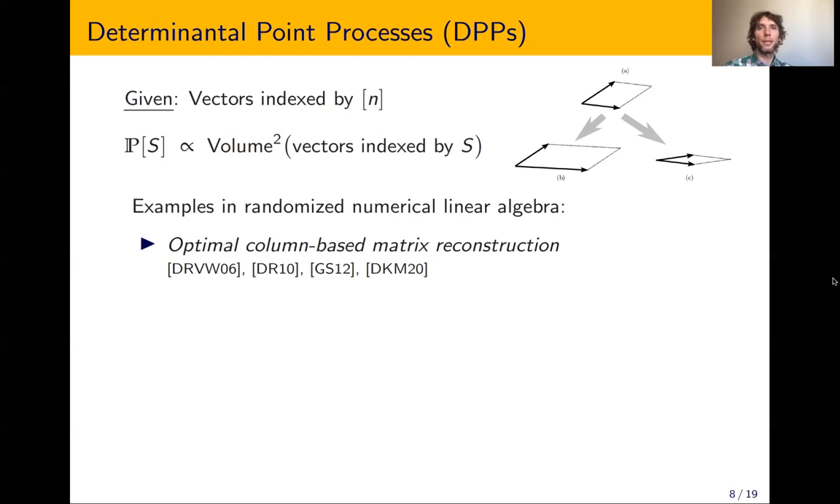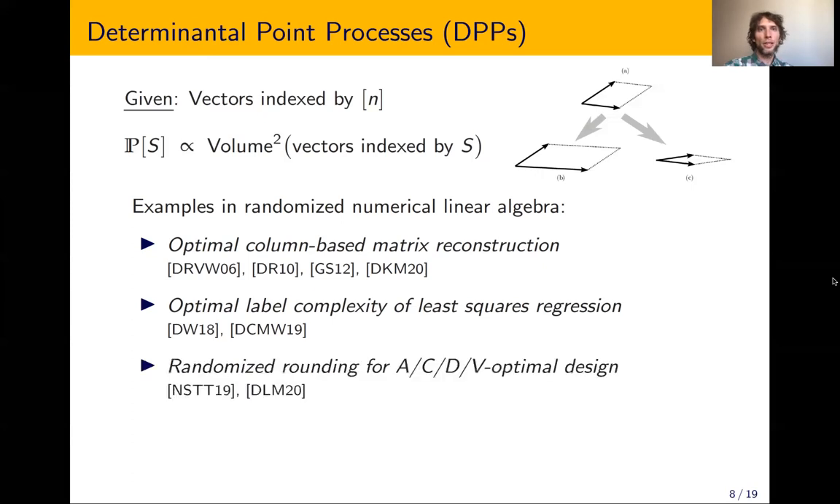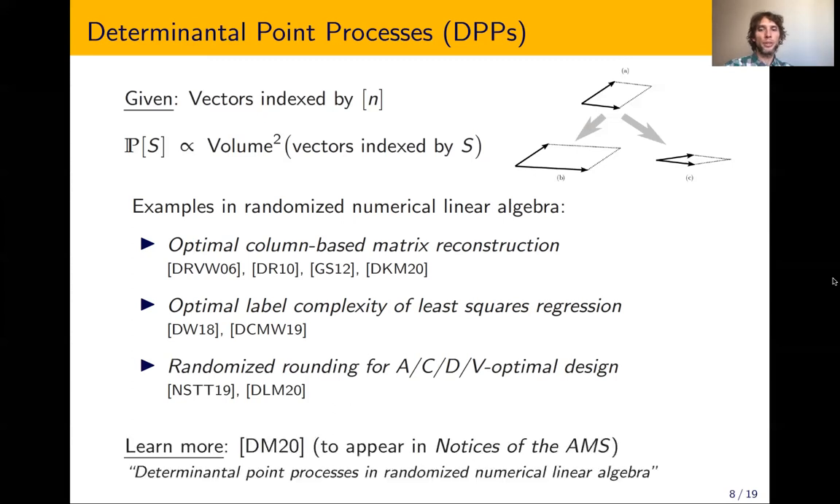And in my work with Manfred Warmuth, we showed that a determinantal point process achieves the optimal label complexity of least squares regression. DPPs are also used as a randomized rounding technique to obtain relative error approximations in a class of combinatorial optimization tasks called optimal design. For an overview, you can check out our new survey.